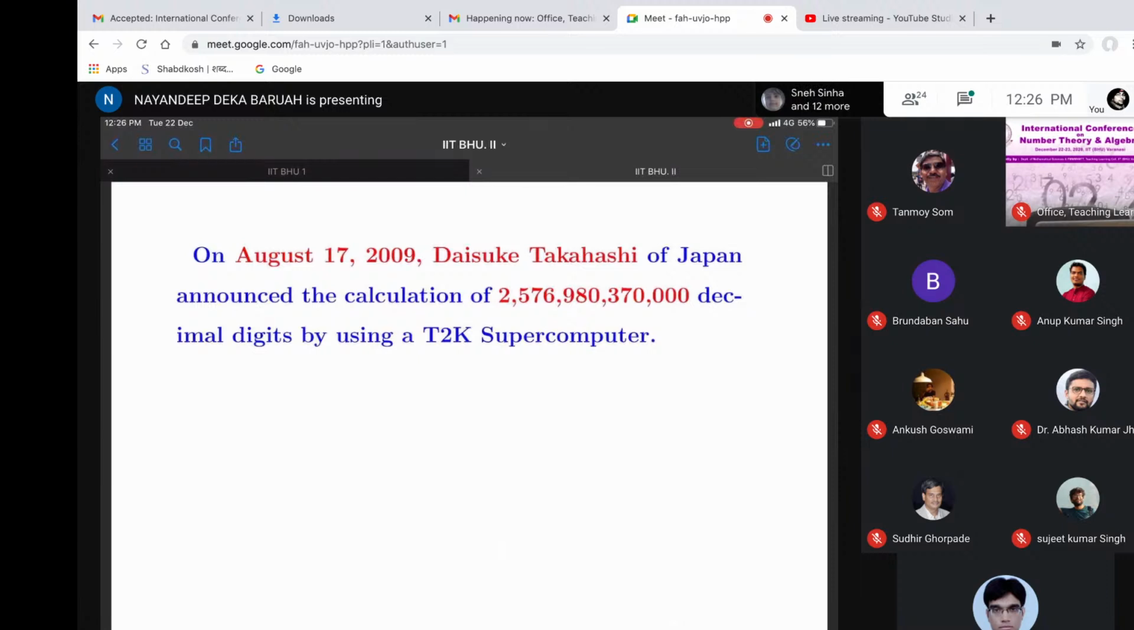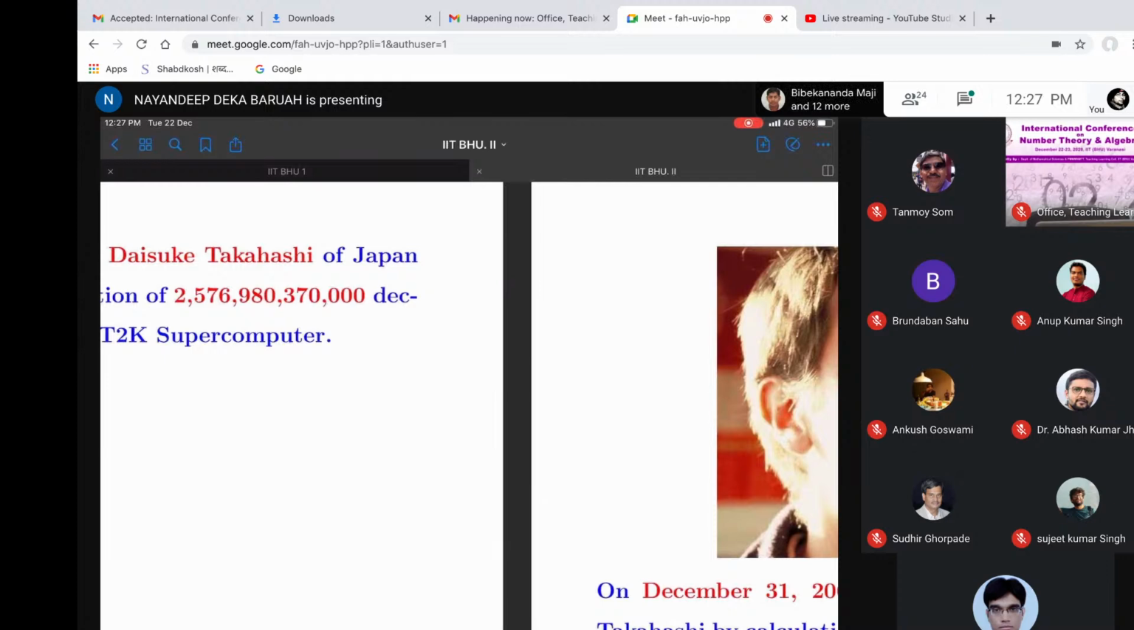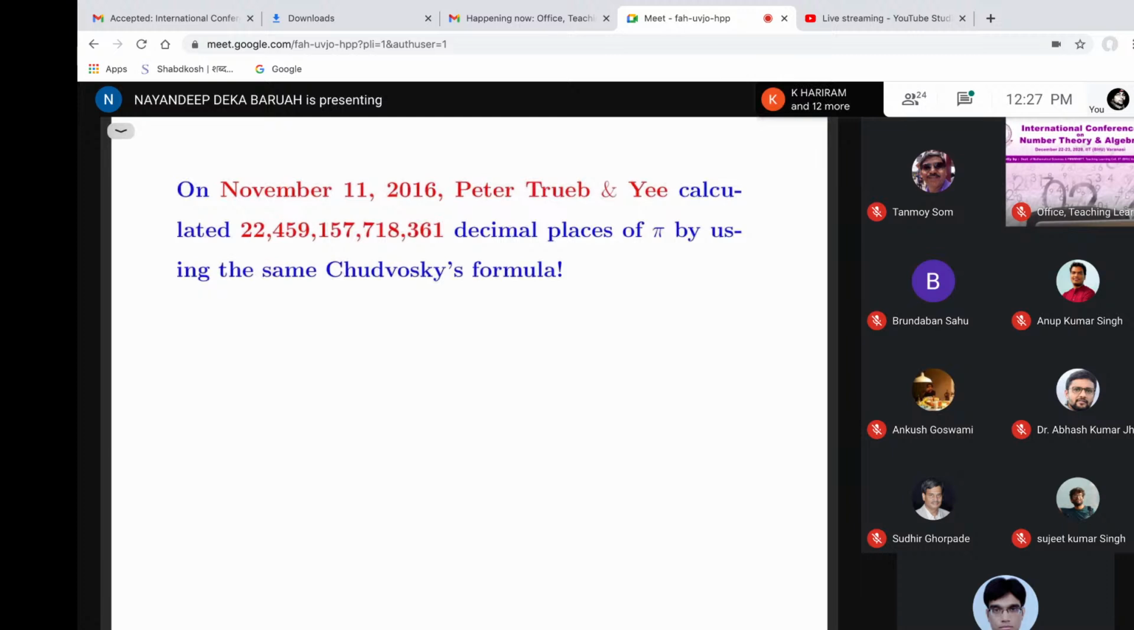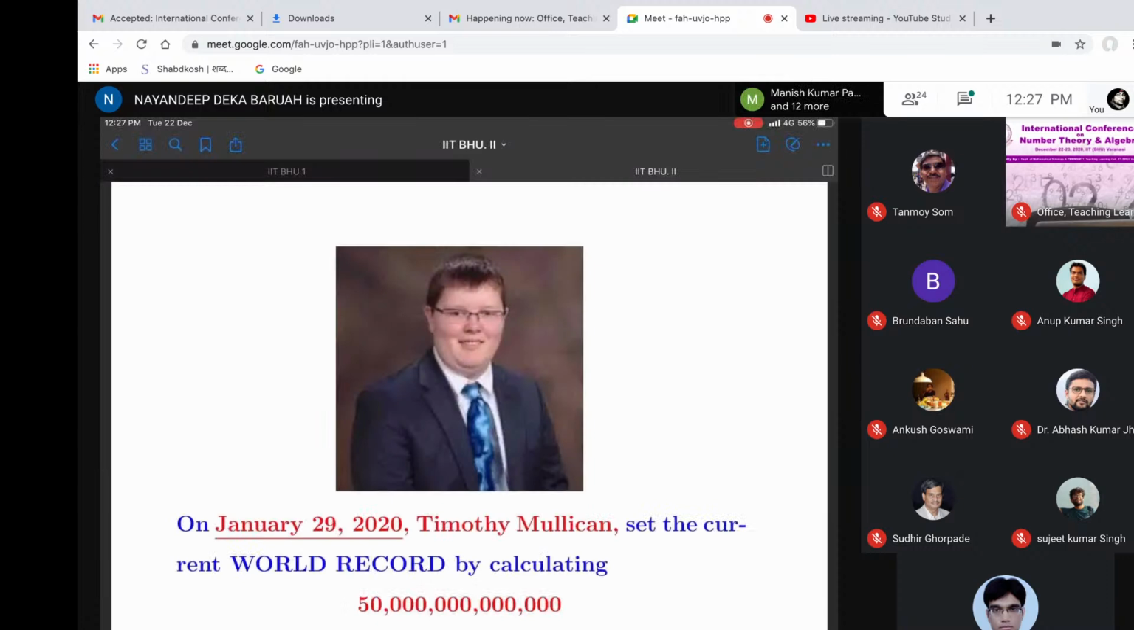But there are many other calculations of pi for decimal digits. For example, in 2009, over 2 trillion, then 2.6 trillion, then 12.1 trillion in 2013. The last one I want to show: on Pi Day 2019, a Google employee calculated 31.4 trillion digits of pi. And the latest record is, on January 29, Timothy Mullican calculated up to 50 trillion digits of pi by using Borwein's quartic algorithms, Ramanujan type series, etc. All these are possible due to Ramanujan's original development.